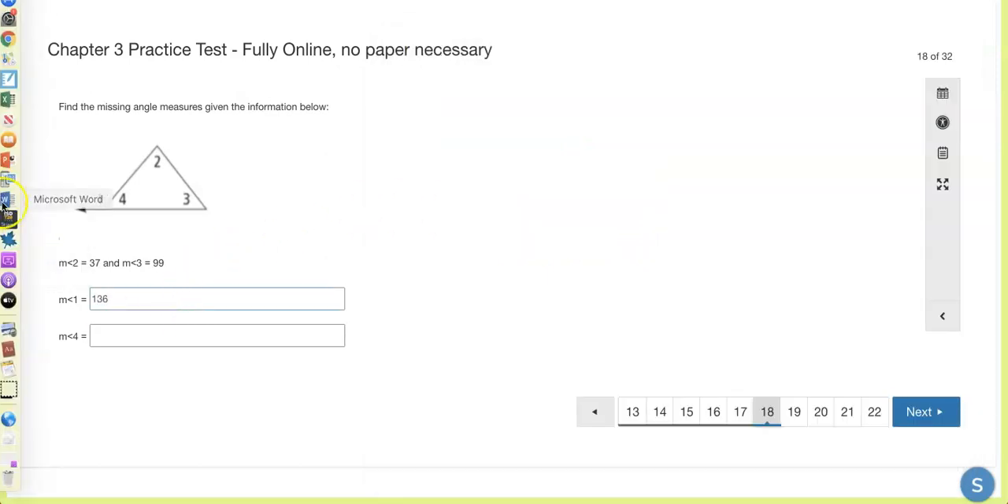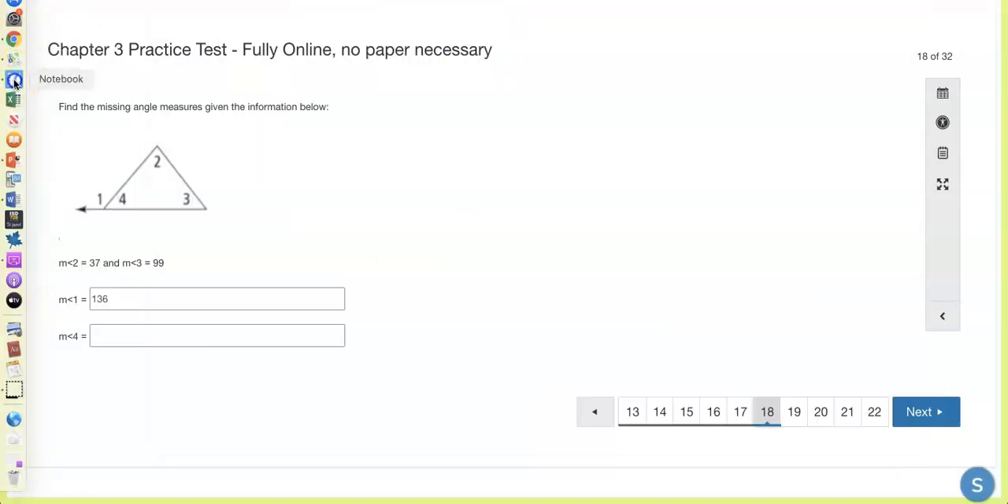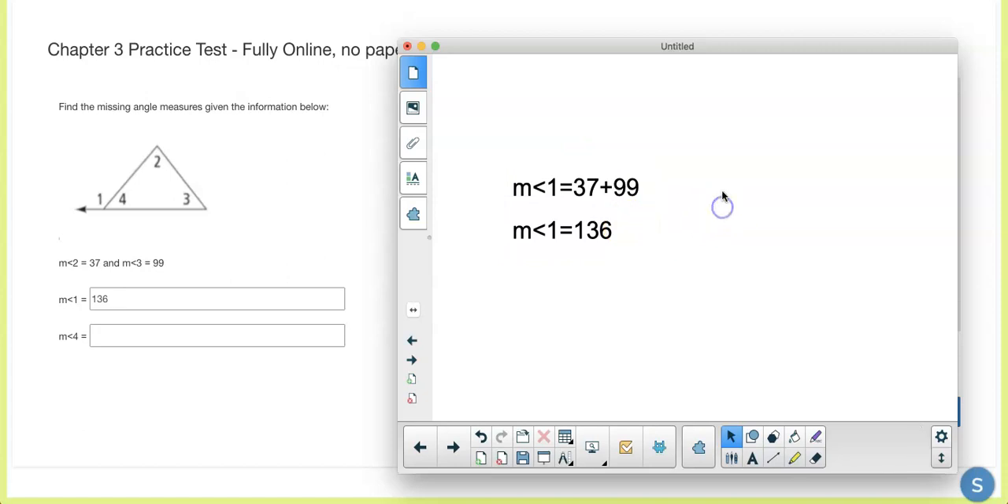And then angle 4, you can use 180. Measure of angle 4 is equal to, you could do a couple different things. You could use 180 with these three, or you can use 180 with these two. This is a linear pair.